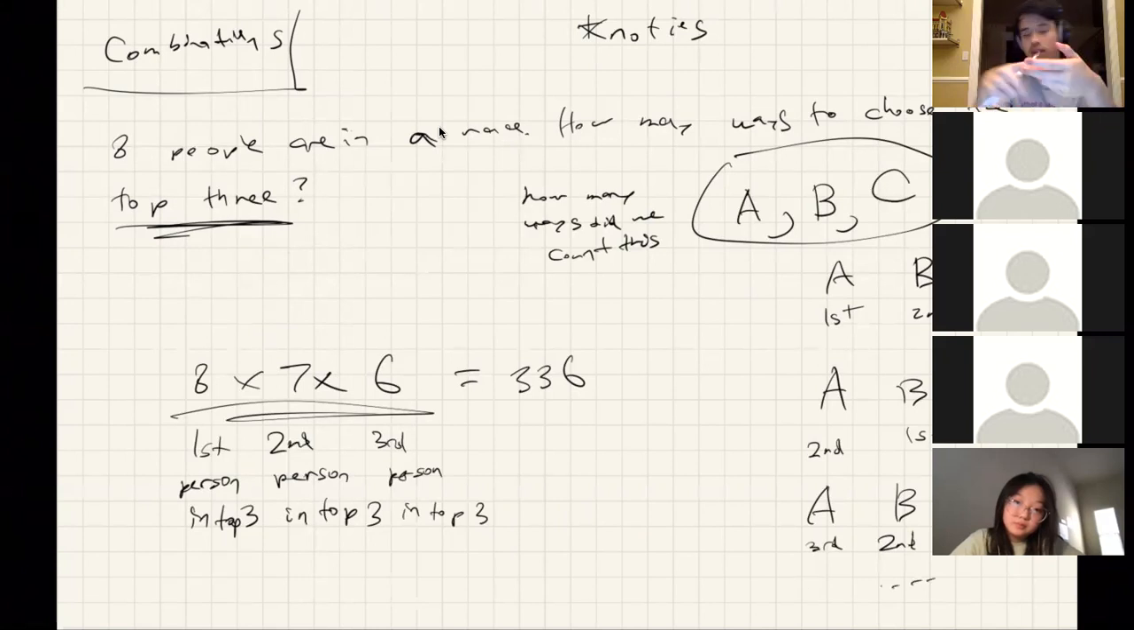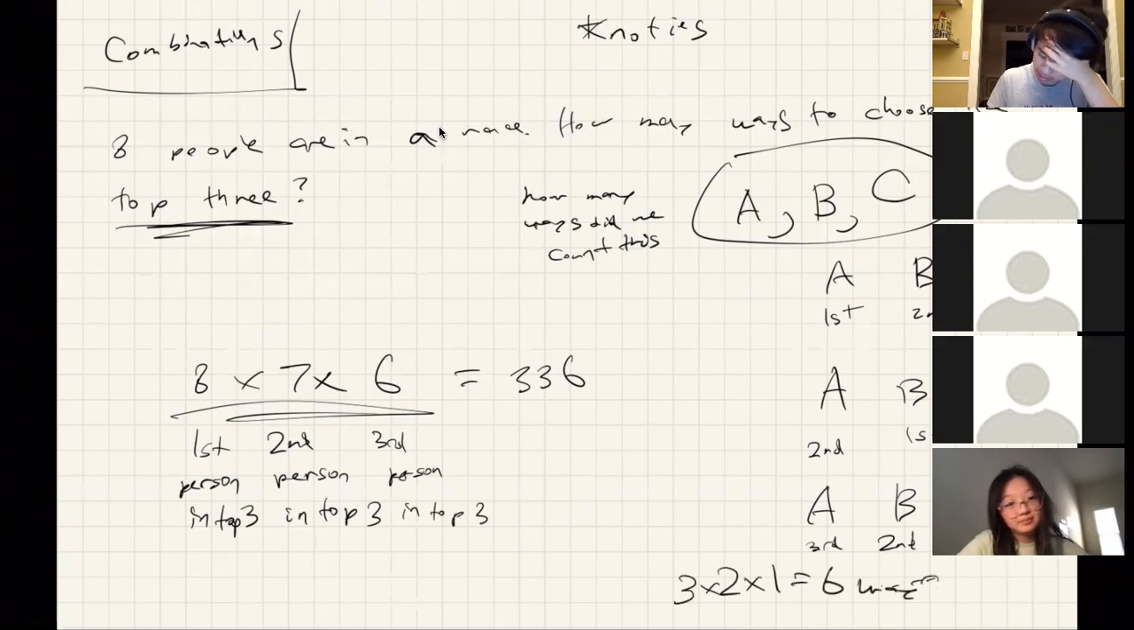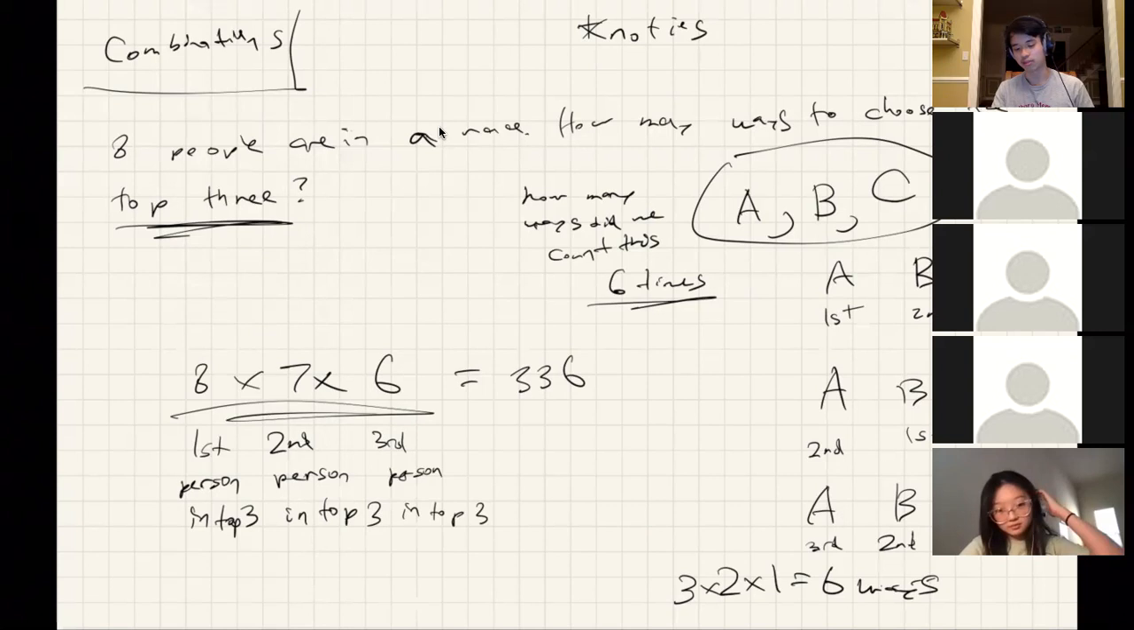We've overcounted this single top 3 choice, this top 3 group. We've actually counted it 3 times 2 times 1 equals 6. We've counted this 6 times. And to see this, we could have thought about how many ways we can arrange A, B, C in order. That turns out to be an equivalent problem to asking how many times we've counted this top 3 group.